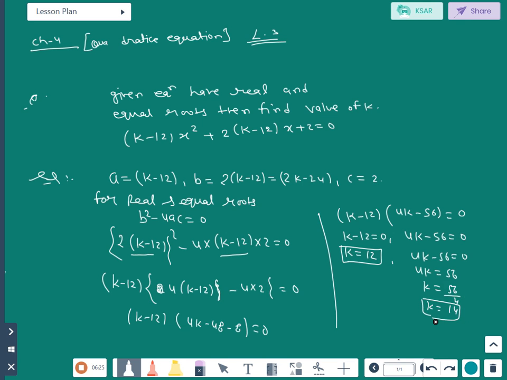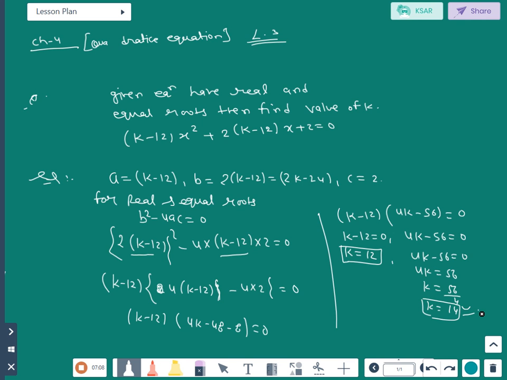Now how will we check? Whether both the k values are possible, or one value of k is possible, or both do not exist. So students, how will we identify? So here first of all we put k equals to 12. If k equals to 12 is put here, does the quadratic equation exist? No. And if we put here k is equal to 14, then is the quadratic equation possible or not? Yes. So what is the possible value of k? The possible value of k is 14.